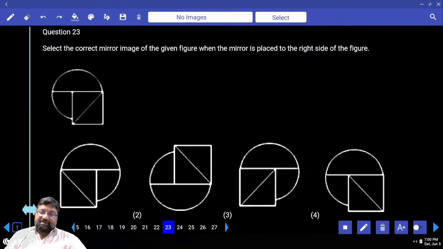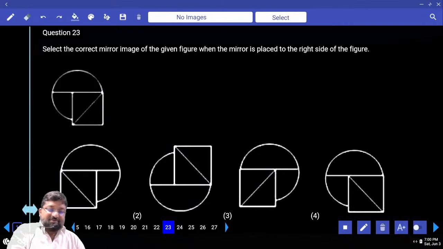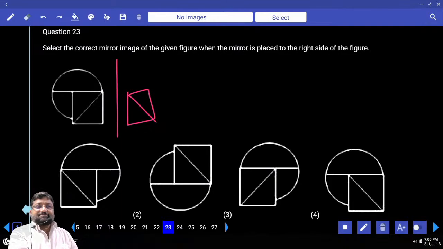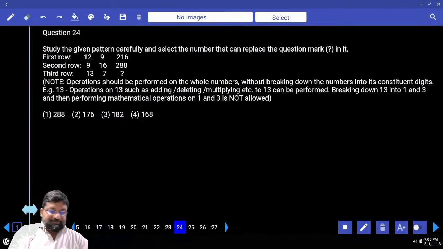Select the correct mirror image of the given figure when the mirror is placed on the right side of the figure. Mirror is placed on the right side of the figure. What will be my answer? 100% guarantee first option. Because simply remember, the box comes but this line comes like this. Okay? Look at 24.